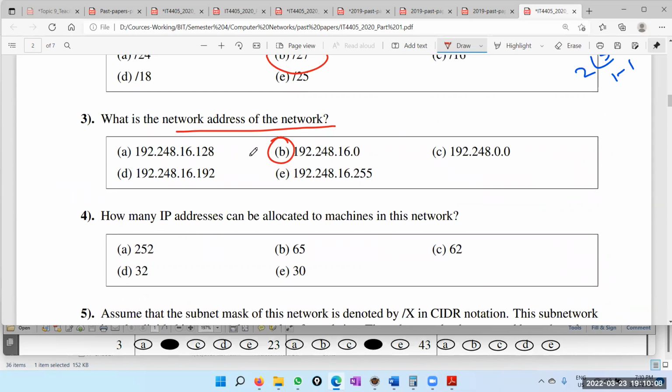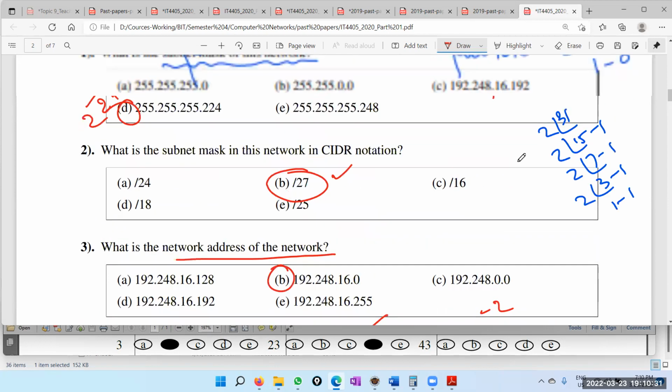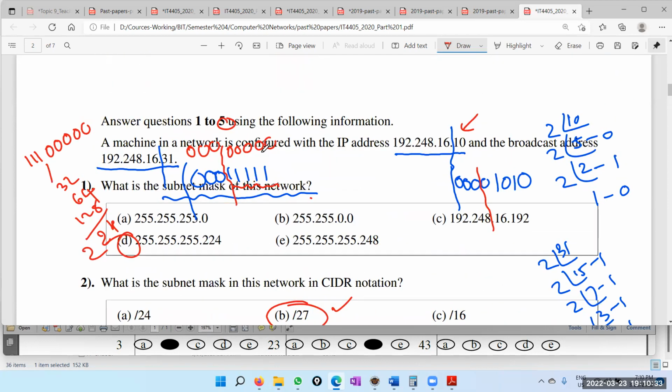Fourth one is again a very easy question, right? How many IP addresses can be allocated to machines? Now it's very important. It's not how many IP addresses in total. Remember, we have to reserve 2 IP addresses, the subnet ID and the broadcast ID. So what the question asks is, how many IP addresses can be allocated to machines? So that means a -2 value. Anyway, already we know the 2 IP addresses we have to reserve: the broadcast ID, and the other one is 192.248.16.0, right?